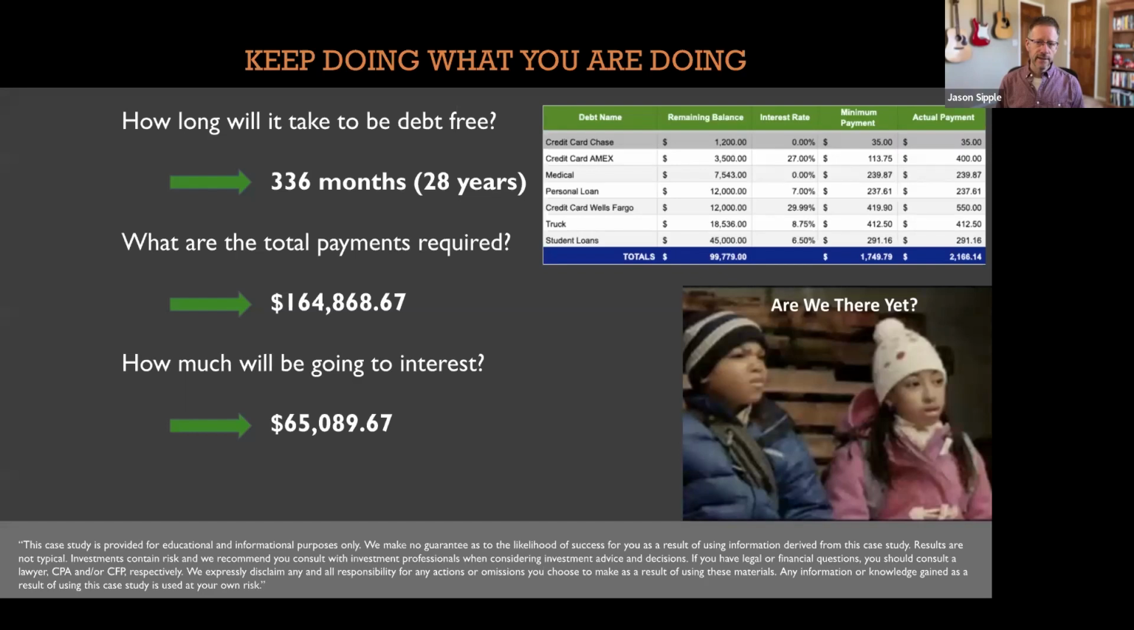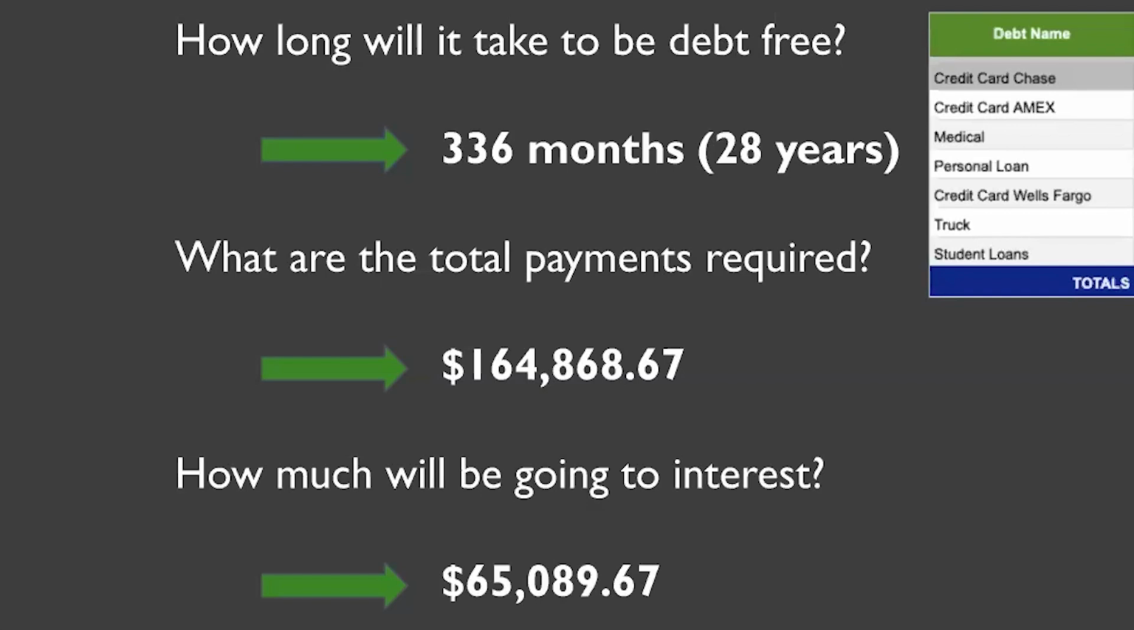Now, if this client, Bucky Doe, continued paying debts off as most people do, can you believe it's going to take 28 years to pay off almost $100,000 of his debt? Of that $99,779 of debt, the total payments that Bucky Doe and his family would have made would be $164,000, because $65,000 of that is interest that gets added on to the mix.